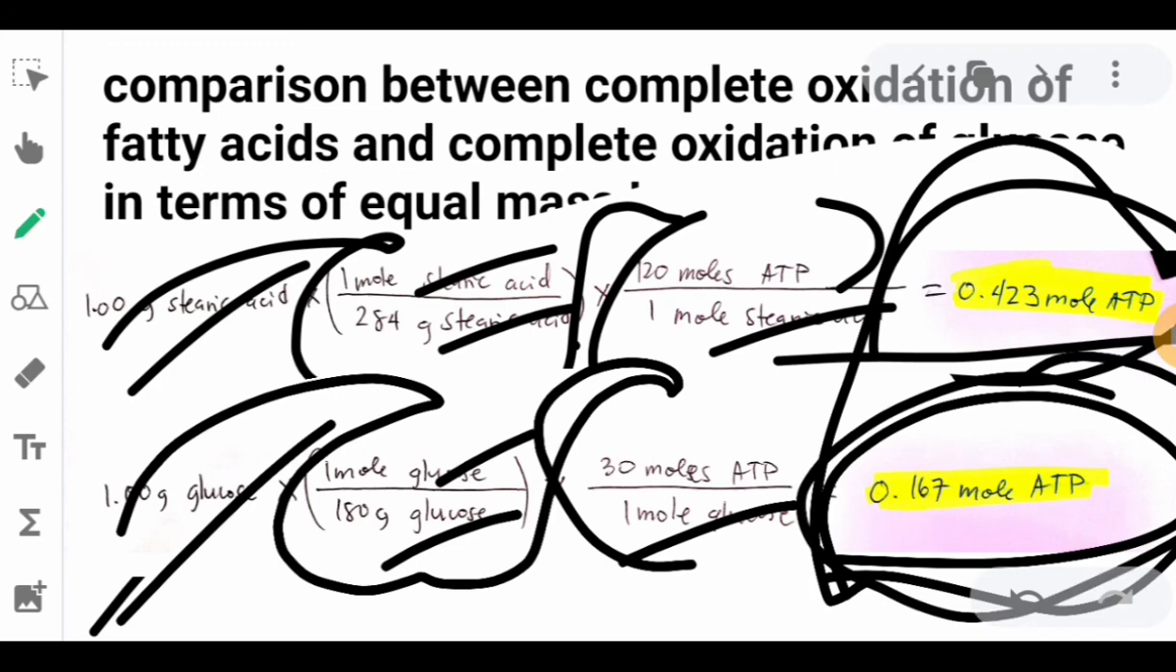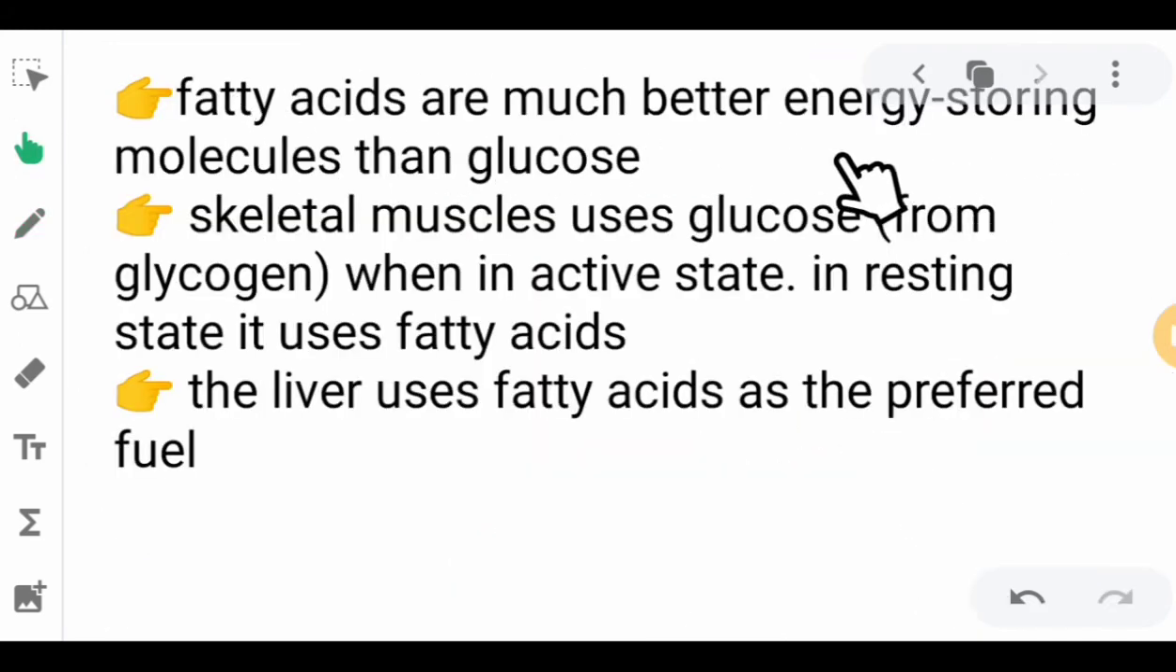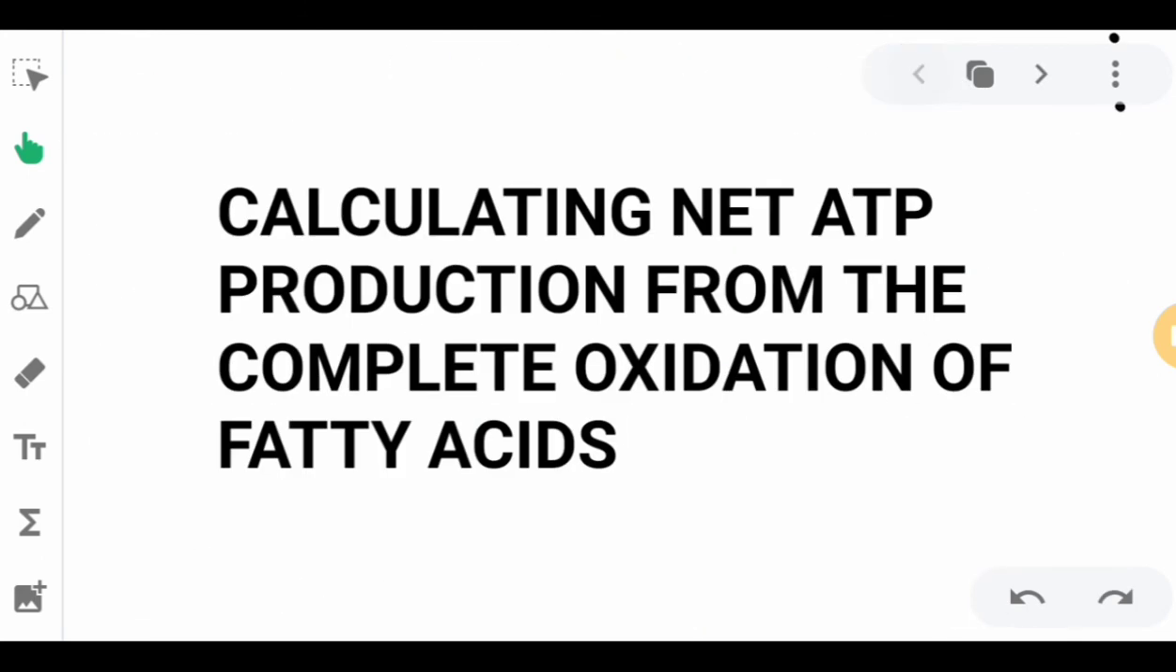That is why fatty acids are much better energy storing molecules than glucose, because if you eat only 1 gram of fatty acids, you will have more energy compared to when you eat glucose. Some of the uses, I will reiterate again. The skeletal muscles use glucose from glycogen when in active states, and in resting state they use fatty acids. Now the liver uses fatty acids as the preferred fuel as well. So that is all for the calculations of net ATP production from the complete oxidation of fatty acids.